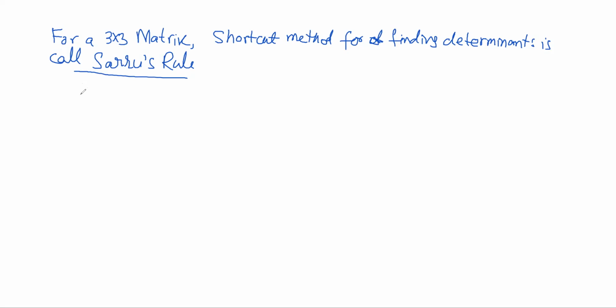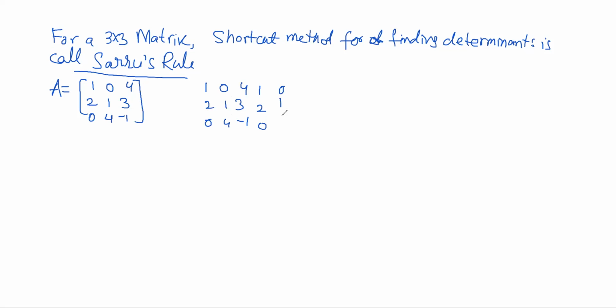So what is this rule? Let's apply this rule to the same matrix for which we have found that the determinant was 19. The matrix was 1, 0, 4, 2, 1, 3, 0, 4, -1. For the application of this rule, we will write it like this: 1, 0, 4, 2, 1, 3, and 0, 4, -1. And then we will write the first 2 columns again: 1, 2, 0 and 0, 1, 4.